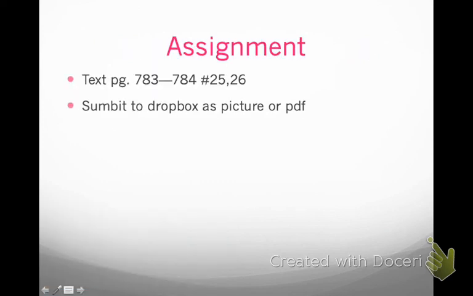Now your assignment is pretty short tonight. It's pages 783 and 784. You're going to be doing numbers 25 and 26. I don't care if you put it in the Dropbox as a picture or a PDF, just make sure you handwrite the assignment.